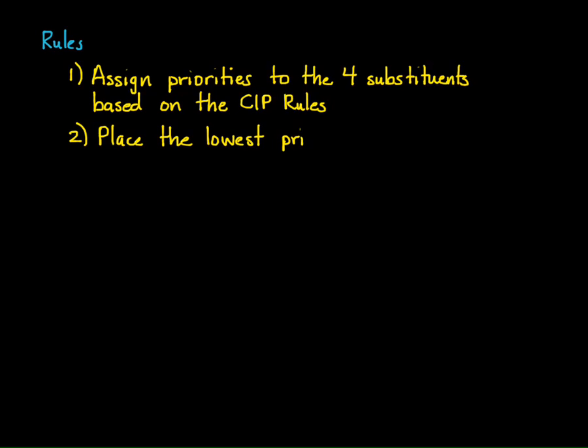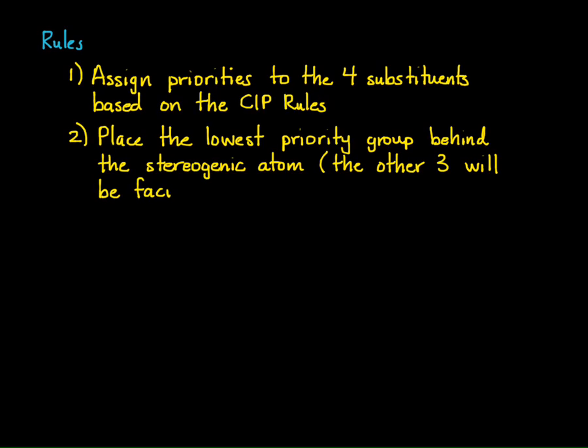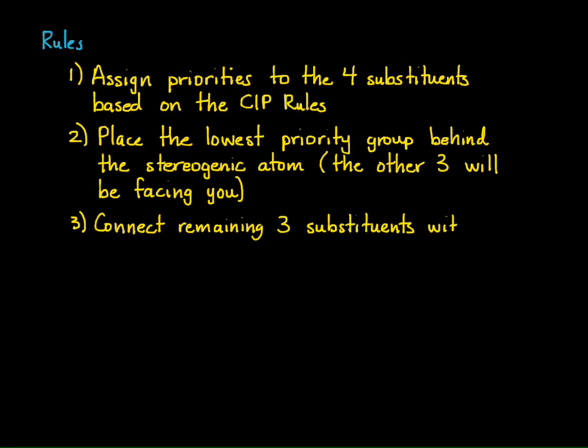Then you place the lowest priority group behind the stereogenic carbon. And when you do so, you're basically looking down the carbon-substituent bond, between the carbon and the lowest priority substituent. And basically you can't see that substituent anymore, which means that the other three substituents should be facing you, right? So it's all about orientation. And when you get that correct orientation, the next thing you do is you connect the remaining three substituents with arrows.